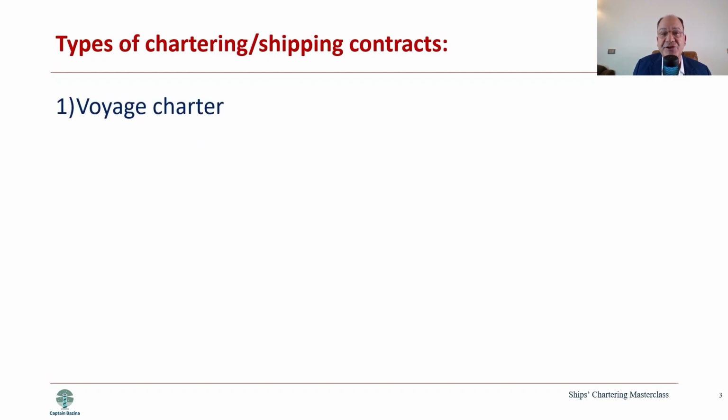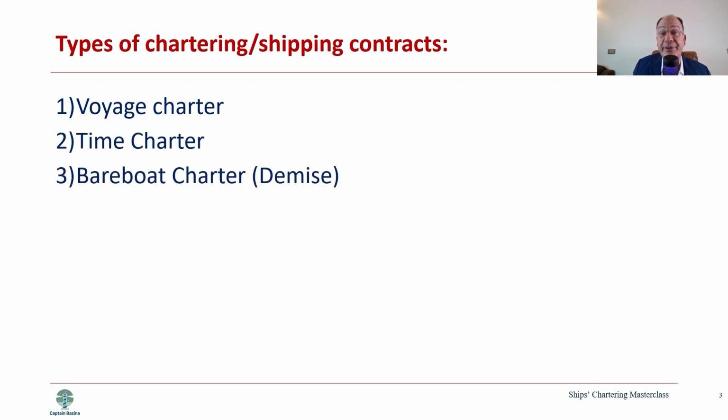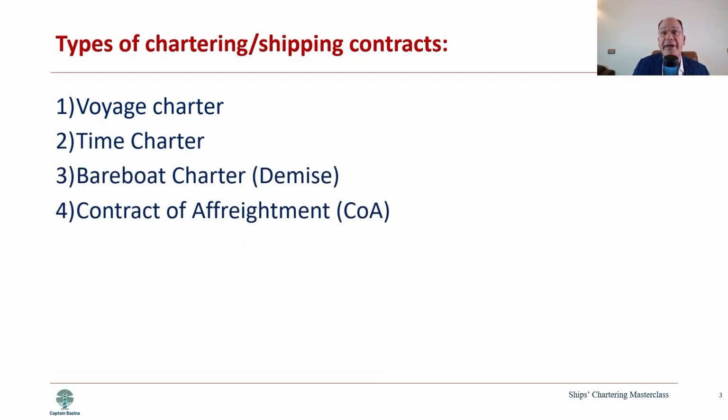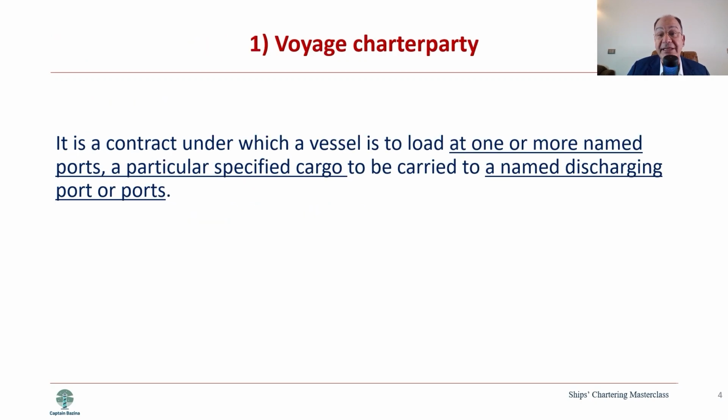Types of ship chartering: we have the first type, Voyage Charter Party, we have Time Charter, we have Bareboat Charter, and also we have the Contract of Affreightment. It's a contract under which a vessel is to load at one or more named ports a particular specified cargo to be carried to a named discharging port or ports.